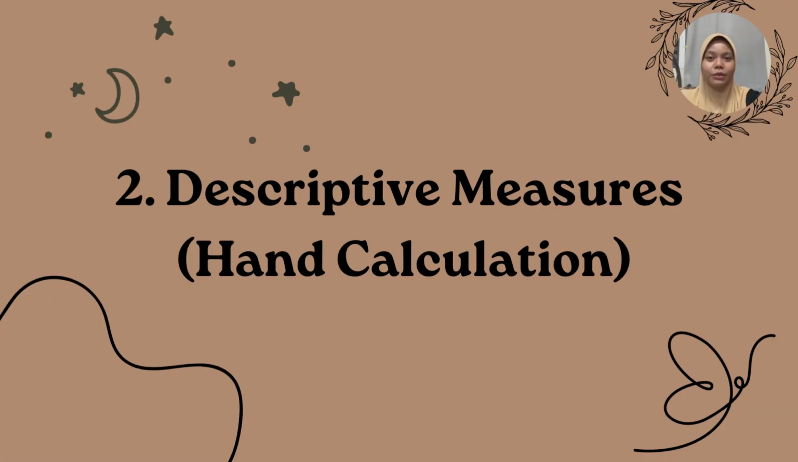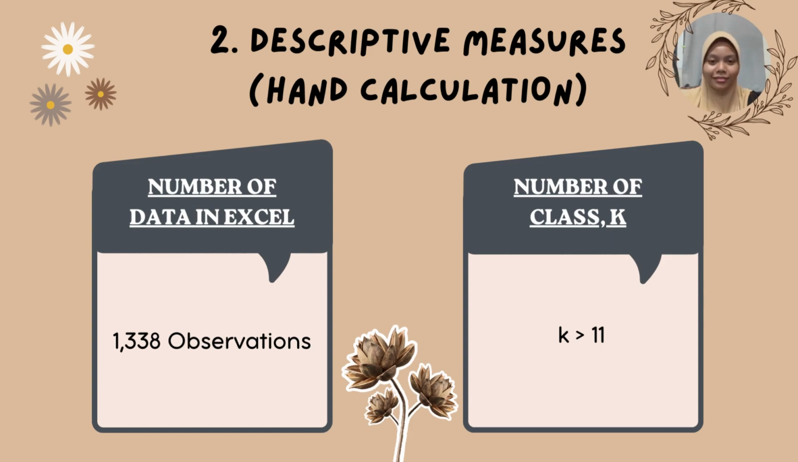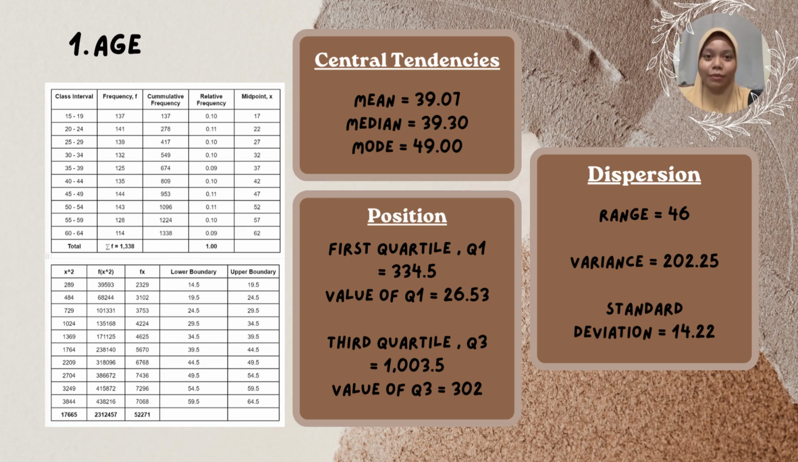Assalamualaikum and hi, my name is Nur Umar Kristina binti Muhammad Zawawi and my matric number is A2280899. I would like to explain about descriptive measure by hand calculation. For the number of data in Excel is 1338 observations, and for the number of classes K is 11. For age and body mass index BMI, these two are grouped data.